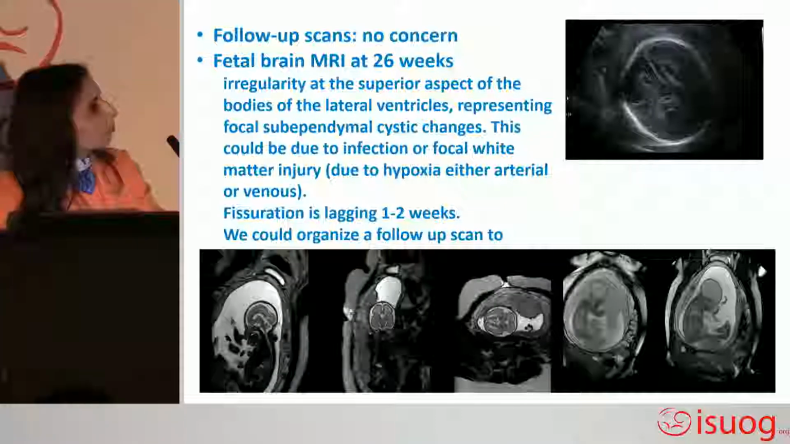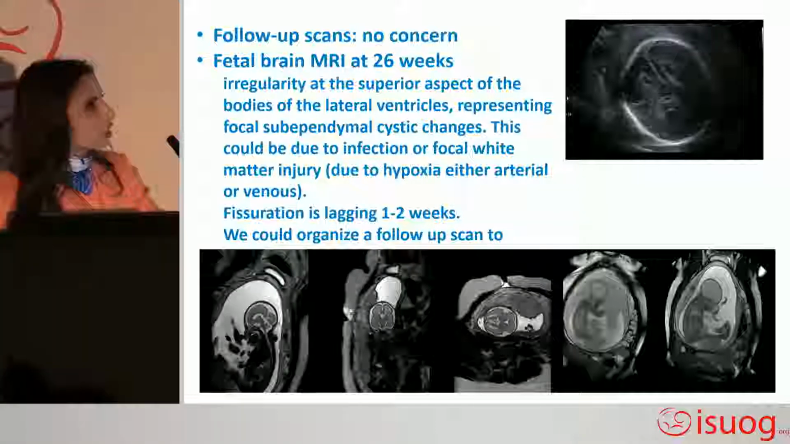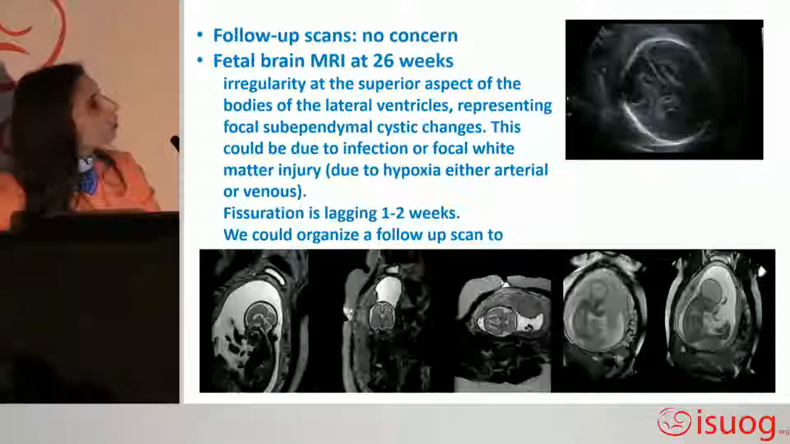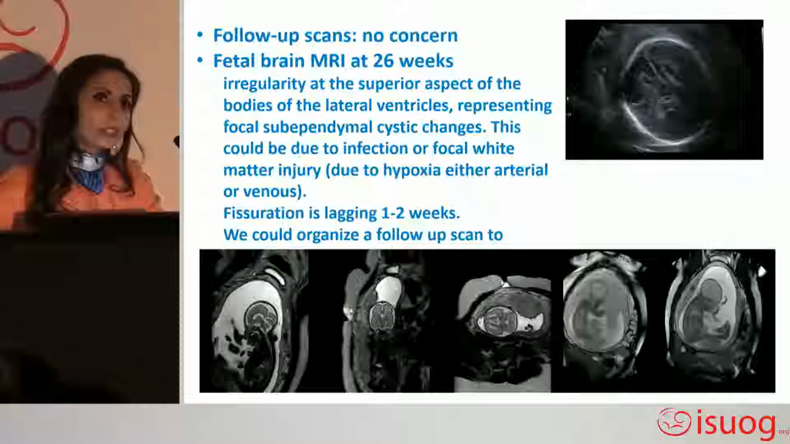And before the MRI, this was a brain scan, by the way. What do you think? Does it look normal? You see the ventricle, there's a periventricular sort of echogenicity, yeah? So this was her MRI, and basically the MRI said, well, there are focal subependymal cystic changes. The MRI did not know the history of the TTTS.